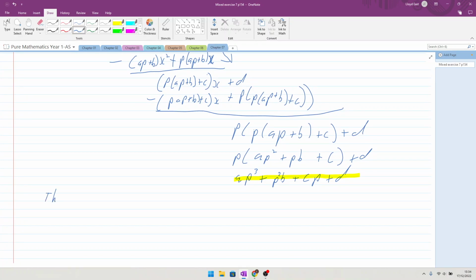So, thus, remainder is equal to 0 from f of p equals 0. Thus, x minus p is a factor because it divides into it and gives you a remainder of 0, i.e. no remainder. Divides perfectly in, must be a factor. Okay, and that's the end of question 2.